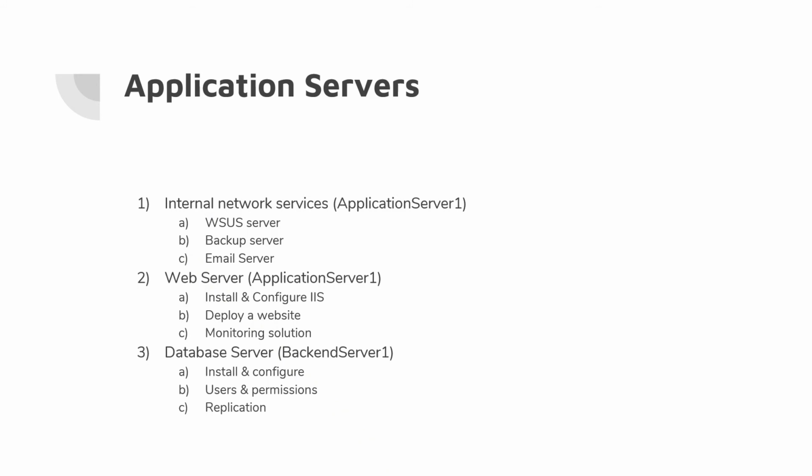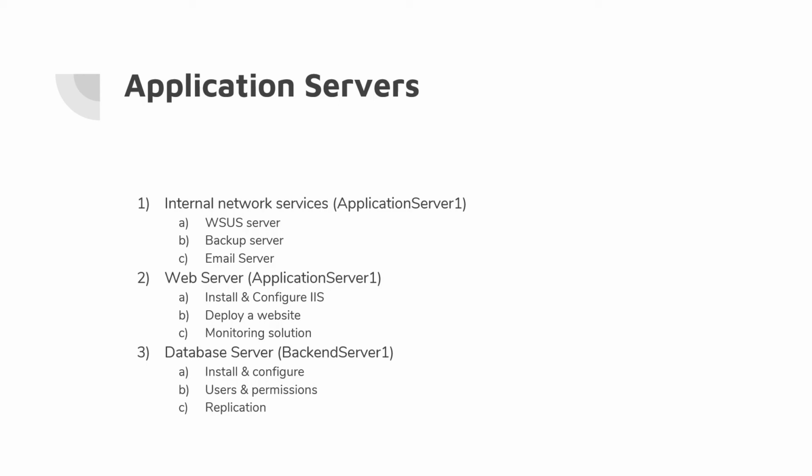So without further ado, these are the main steps that we're going to take in this segment. We're going to install a few services that are related to infrastructure, like WSUS, backup server, email server. We're going to install a web application server in order for us to host a website and also have some interesting use cases with a website later on. And we're going to configure a database backend server. And basically this will just support the web server once we get it running.